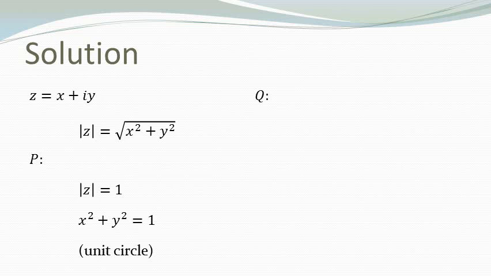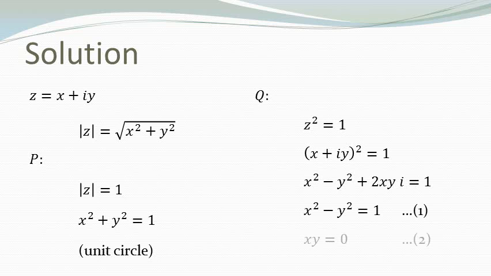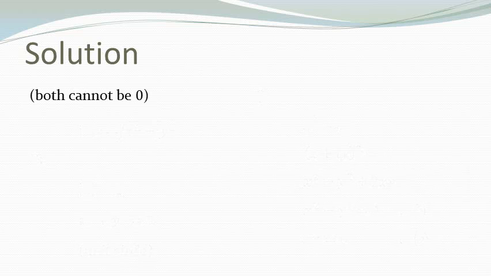Now consider the set Q. For this set, we have the condition z squared is equal to 1. Therefore, we get this. On expanding the left hand side, we find that we have an equation like this. So equating the real parts and the imaginary parts of the two sides, we get this equation, and also another equation which says xy is equal to 0.